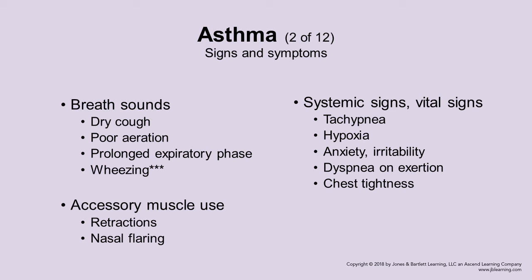Of course, you can have cough with early or mild asthma. They can have poor aeration, so decreased breath sounds. They can have a prolonged expiratory phase compared to their inspiratory phase of the breath. And then they almost always have wheezing, that sound of turbulent airflow through bronchioles or lower airways. When they have respiratory distress, again, you'll see signs of accessory muscle use, such as retractions and nasal flaring, and then they'll always have systemic signs on top of that: tachypnea, hypoxia, altered mental status, difficulty breathing on exertion, and just subjective chest tightness as well.